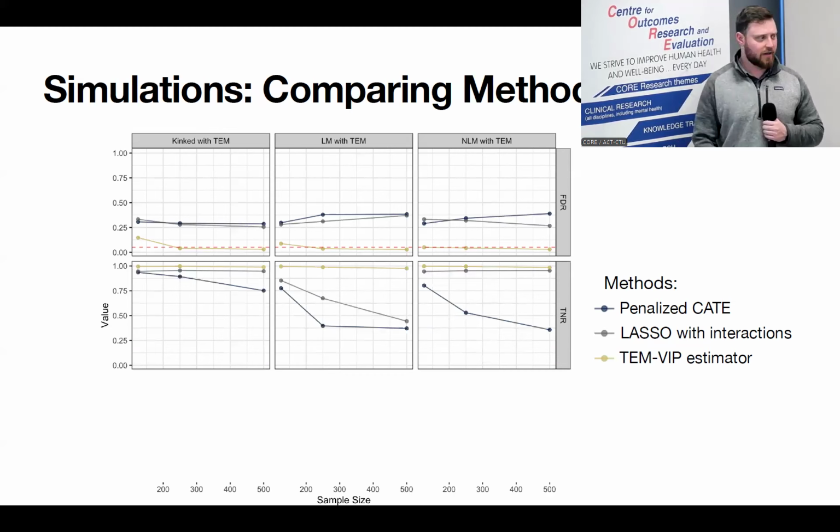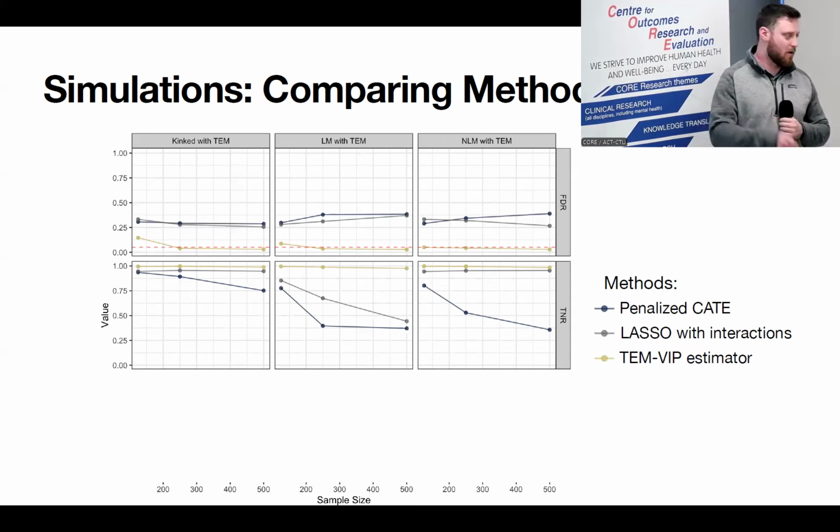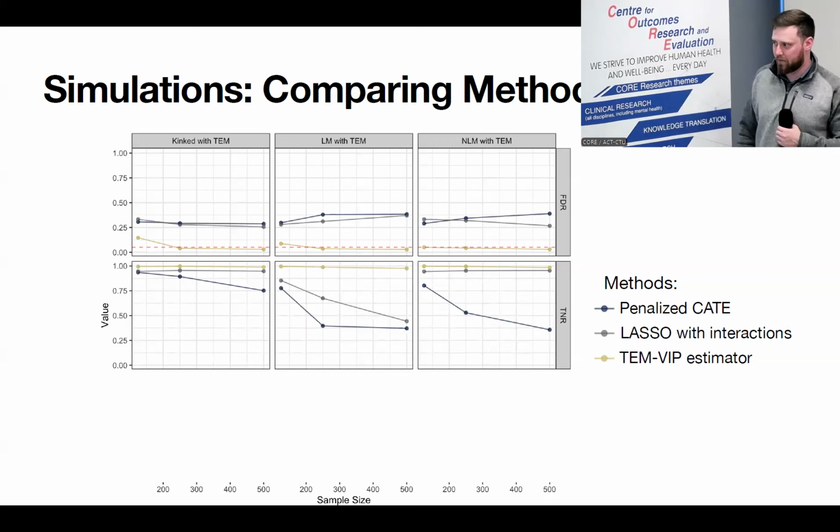Now, it's not enough to just look at whether or not you can control false positive rates. You also want to look at how often you're correctly classifying non-treatment effect modifiers and treatment effect modifiers. And so we looked at the true negative rate. So how well are we doing at really classifying non-treatment effect modifiers as non-treatment effect modifiers? And we see that our yellow line is near the 100% mark. So in most cases, we're doing a good job of identifying non-treatment effect modifiers.